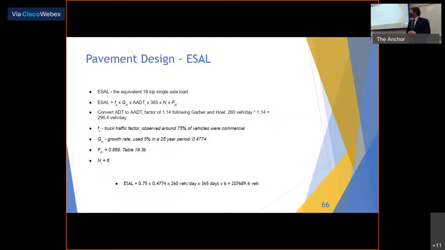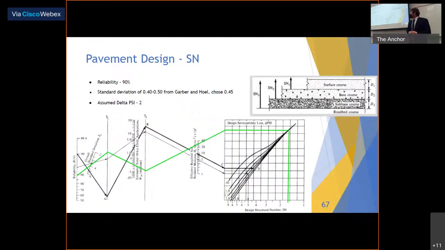Another factor that was important to us was the growth rate. So we had to predict this, and we assumed a 5% increase in traffic over a 25-year pavement design life. And that gave us a value of roughly 208,000 vehicles. Using this value, we plugged it into this chart. We needed to assume a reliability. We assumed 90% as we wanted this to be efficient for the customer and not fail.